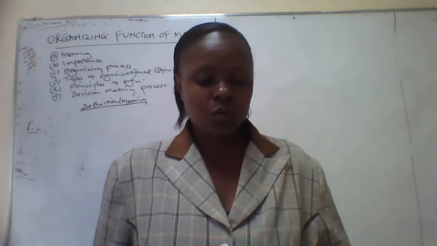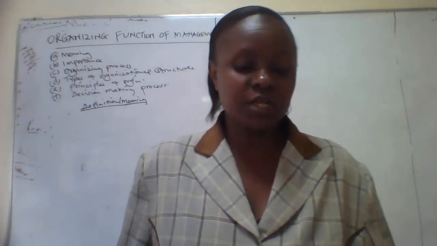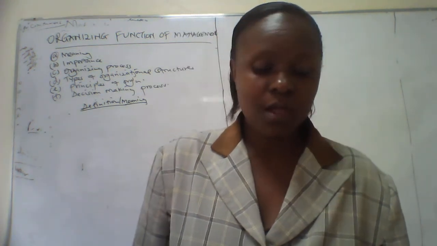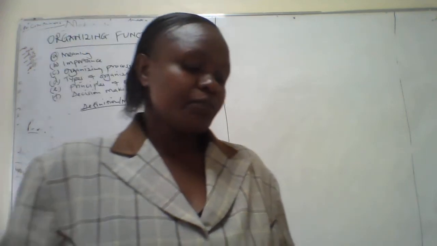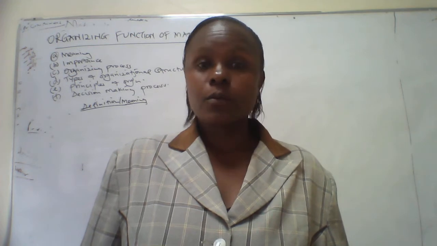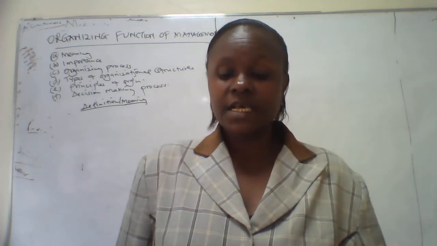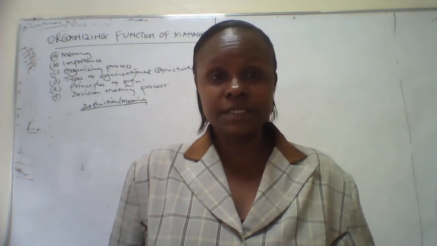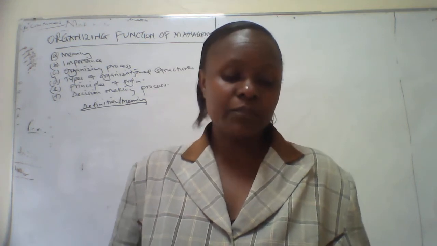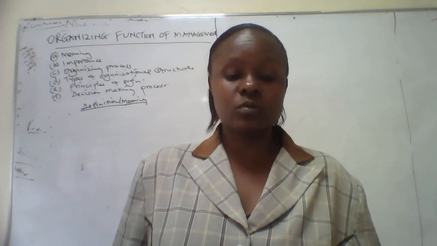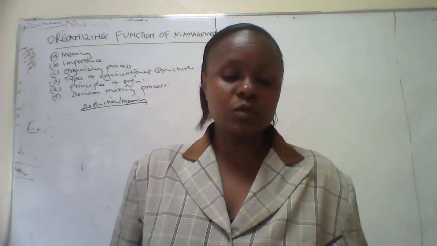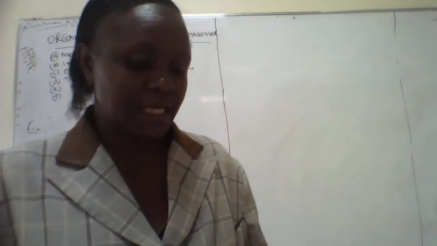So let us look at the definition of organizing according to contents. According to contents, organizing is the grouping of activities necessary to attain objectives, the assignment of each grouping of activities to a manager with authority necessary to supervise it, and the provision for coordination vertically and horizontally in the organization structure.